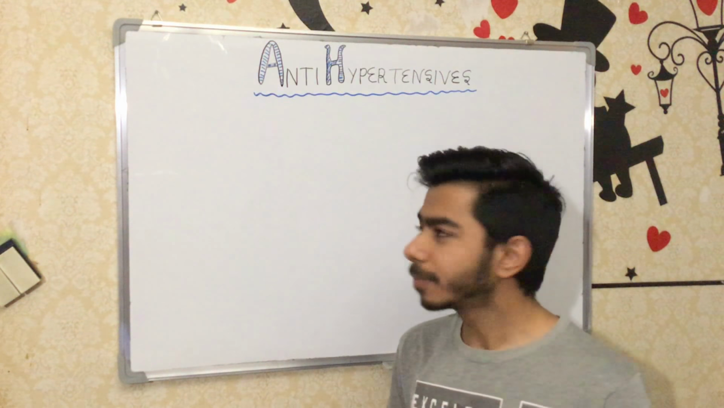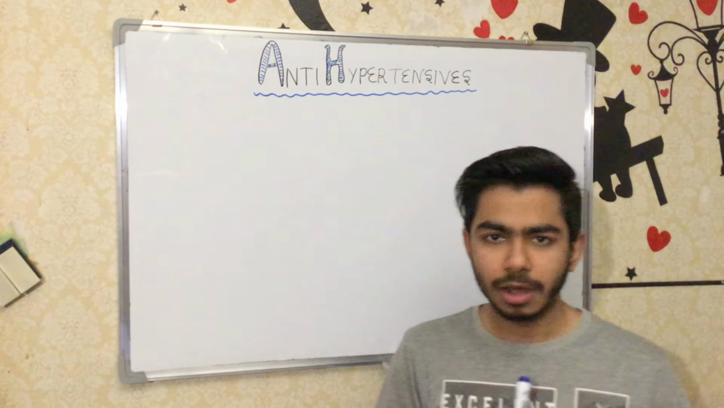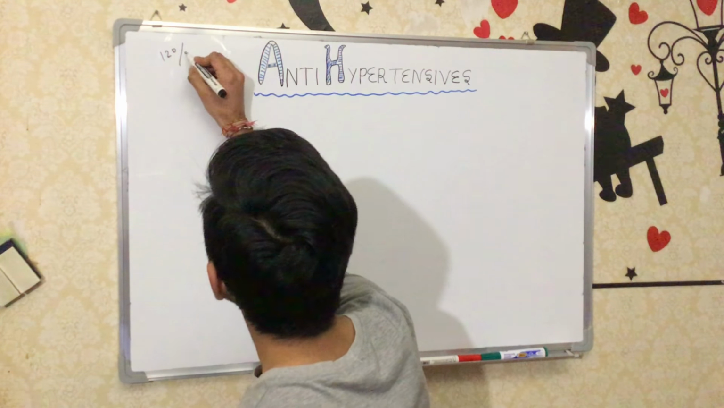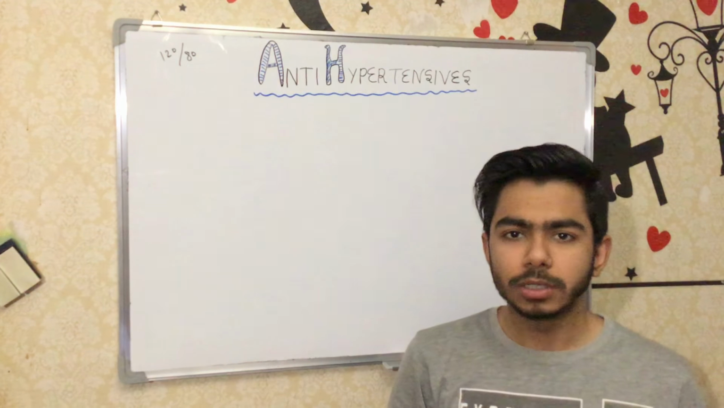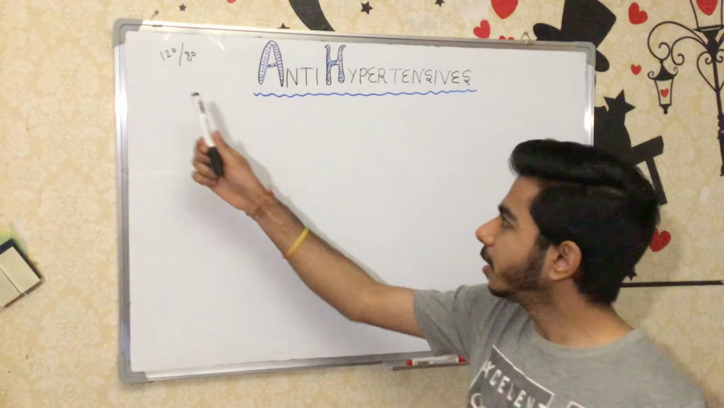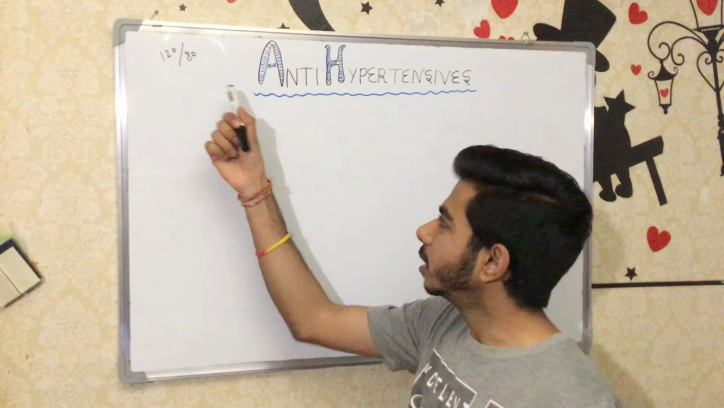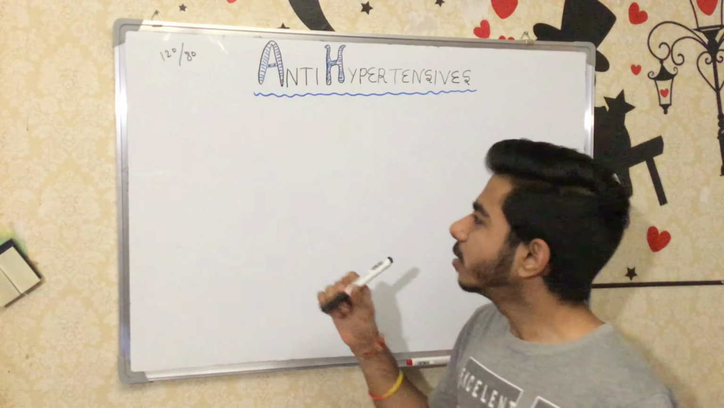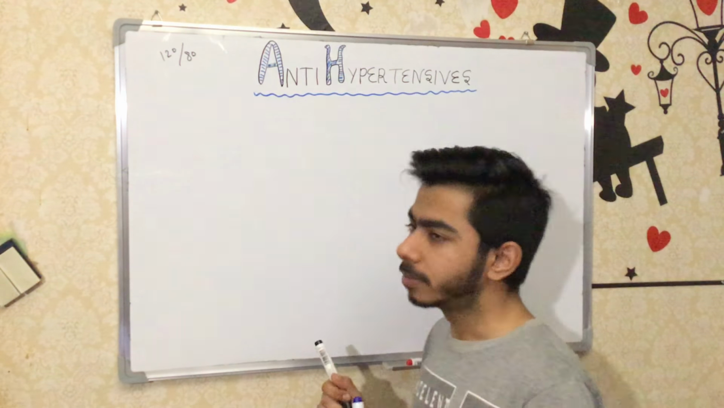So normally our blood pressure in our body is 120 over 80. So 120 is systolic blood pressure and 80 is the diastolic blood pressure. Okay, so 120 millimeter of mercury is the systolic blood pressure and 80 millimeter of mercury is the diastolic blood pressure. These are the normal units of the blood pressure.